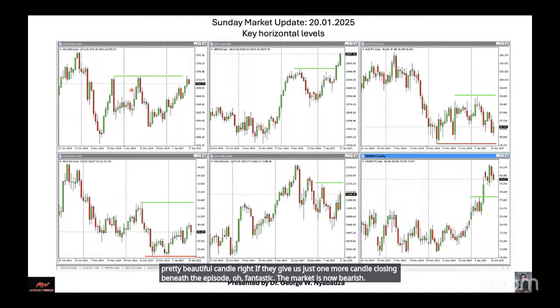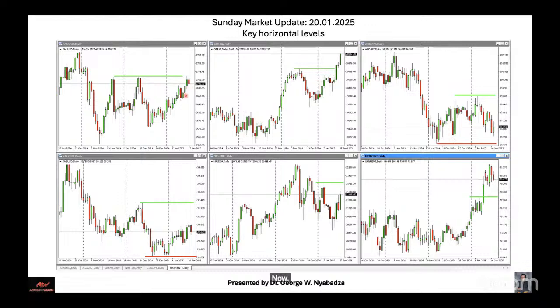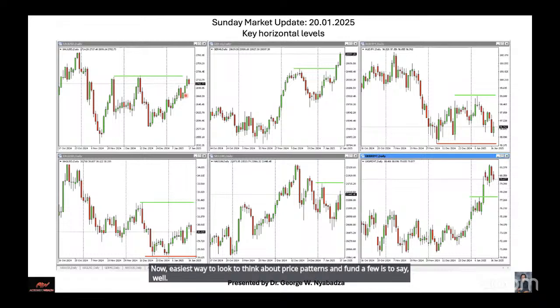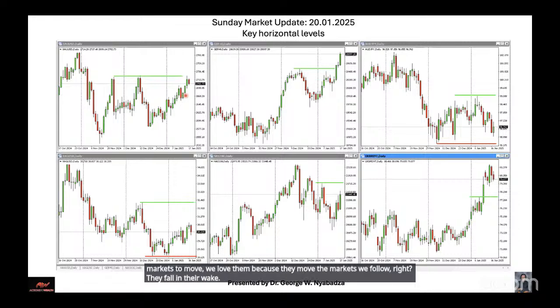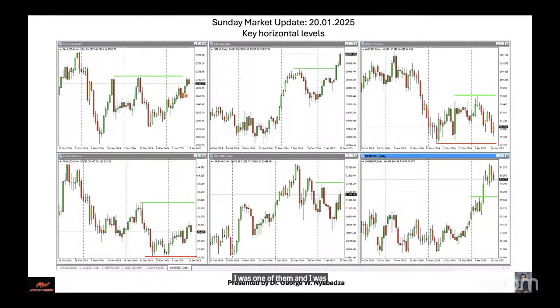But it's not. We are in a trading range. We have a higher low. We have a double top. Now, easiest way to think about price patterns in front of you is to say, well, if I was one of these institutional traders, these big movers that cause markets to move, we love them because they move the markets, we follow, right? Follow in their wake. If I was one of them and I was going to move the markets, what would I be thinking?